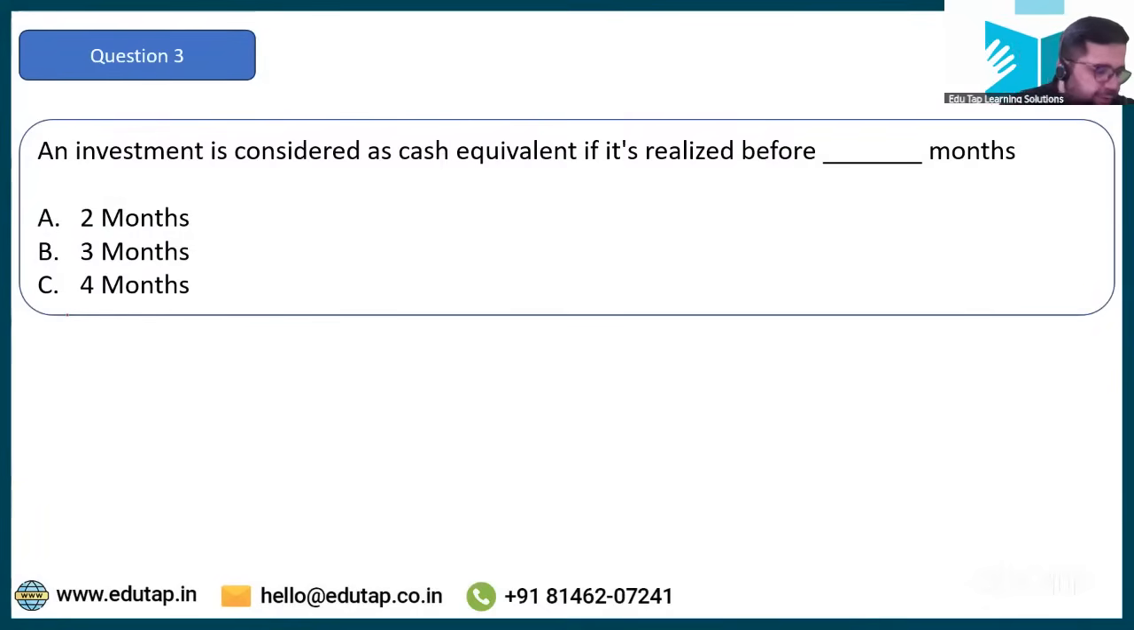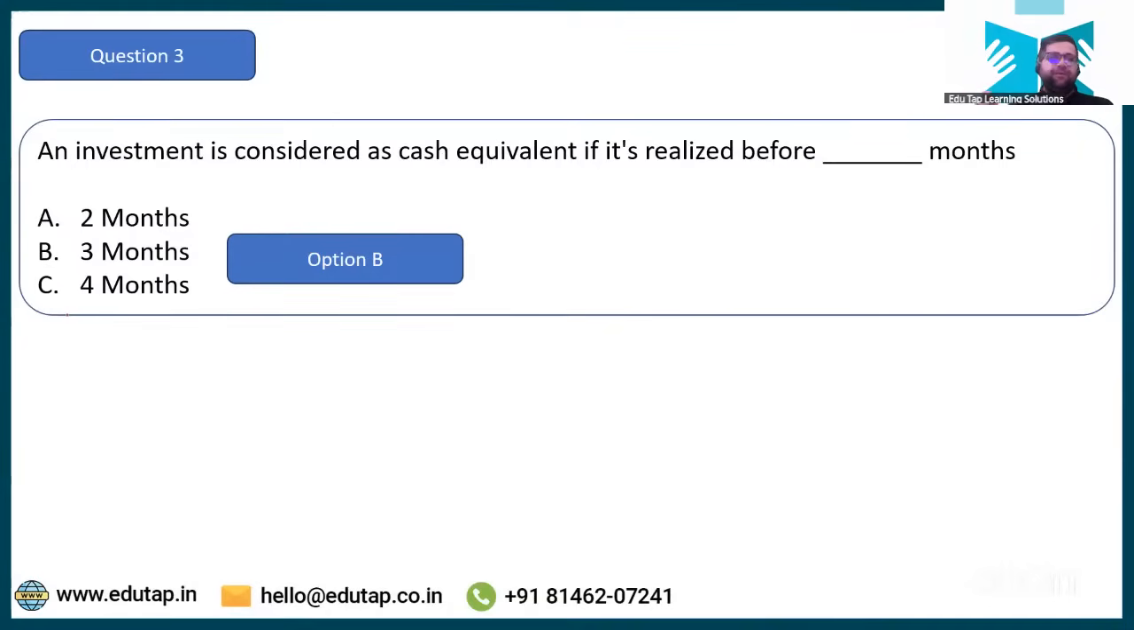I think we need to ask some better people because the options definitely we have to work on. Right. An investment is considered as cash equivalent if it is realized before dash months. So investment is considered as cash equivalent if it is realized before 3 months. 3 months will be the correct answer for this. Right? All of you have given the right answer. 3 months. Cash and cash equivalent is 3 months.